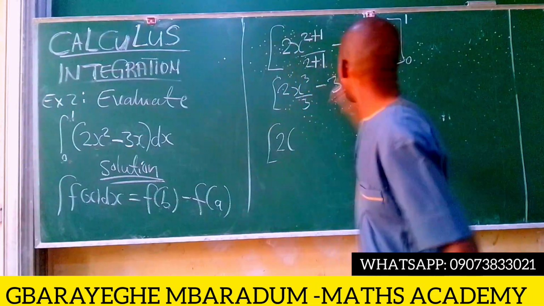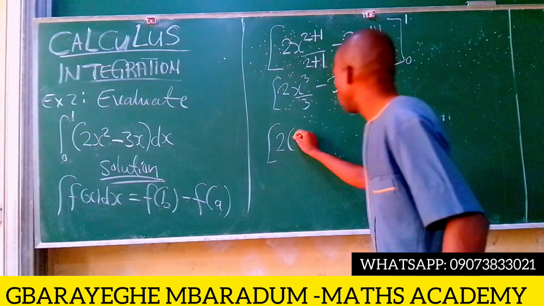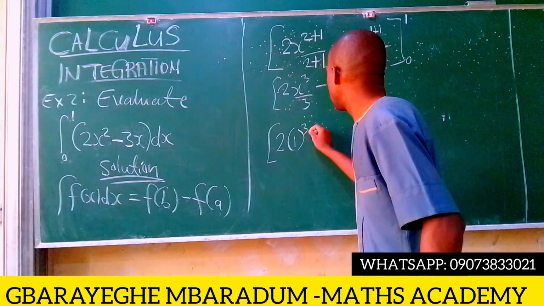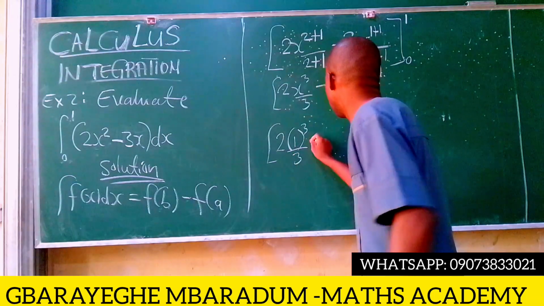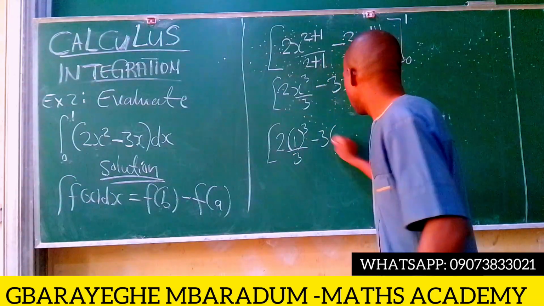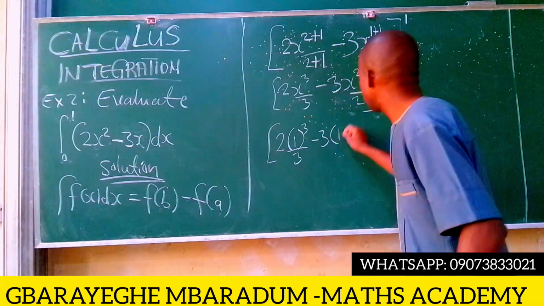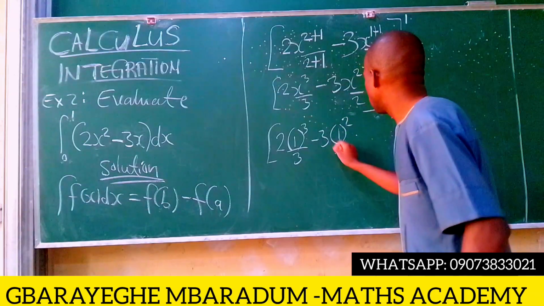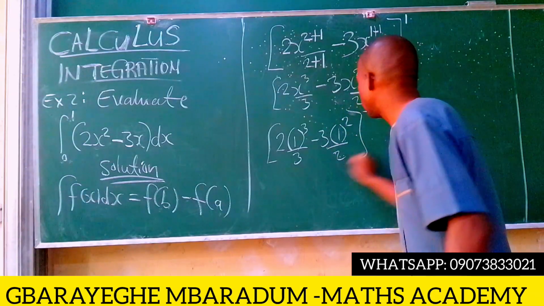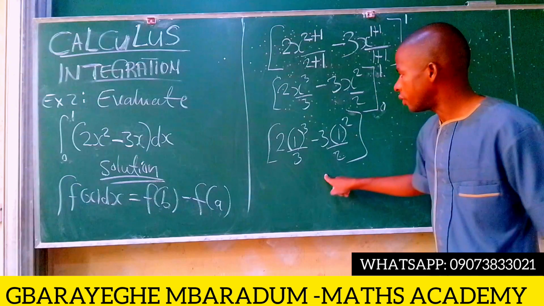Anyway, wherever you see x, first put your upper bound 1. This is to the power of 3, all over 3, minus 3. This is x, right? Wherever you see x, you put 1. This is to the power of 2, all over 2. We are done with substituting the upper bound into the function.